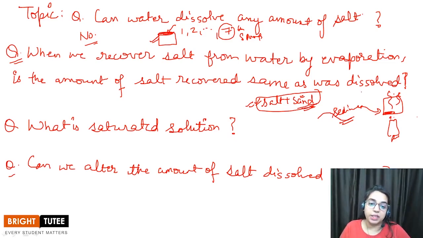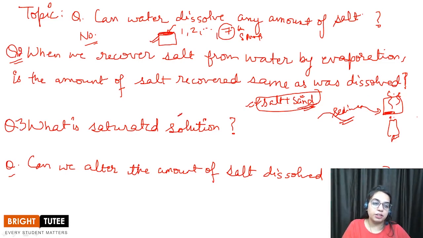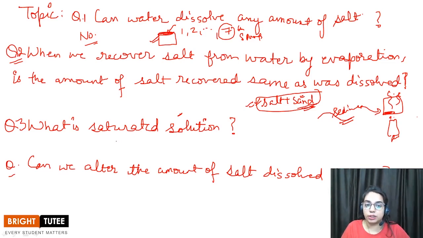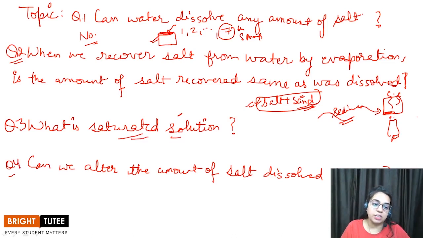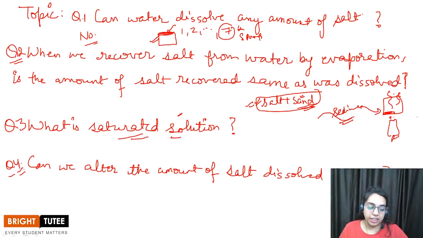Okay. The next question is, what is saturated solution? Question number 3, what do you mean by saturated solution? So children, the solution wherein no more salt can be dissolved into water is known as saturated solution. Okay. Then the last question is, can we alter the amount of salt dissolved in water? Yes children, we can definitely alter the amount of salt which is dissolved in water by heating it, right?